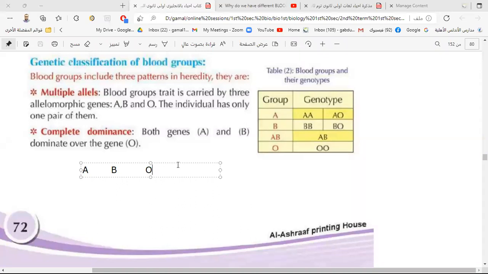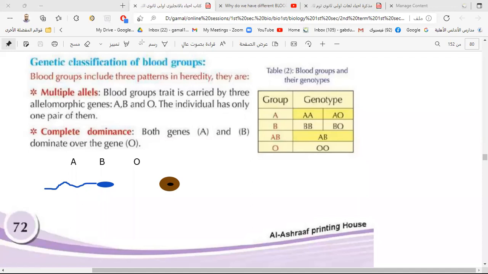Okay, but the 3 genes come in pairs in every individual. The gamete has 1 gene only. For example, the male gamete and the female gamete, a sperm like this and an ovum like this. Every gamete has 1 gene of the blood group only.